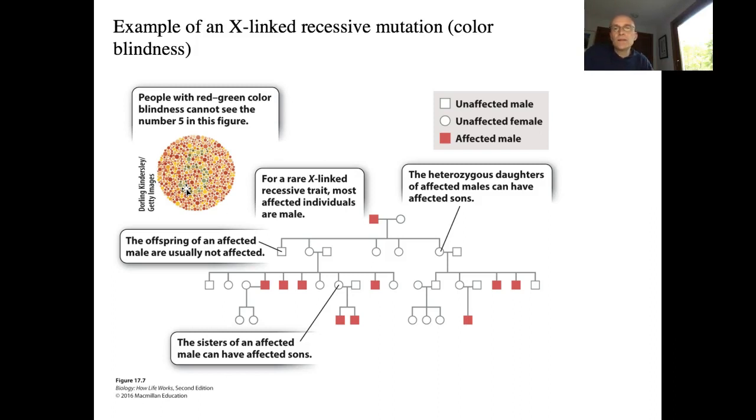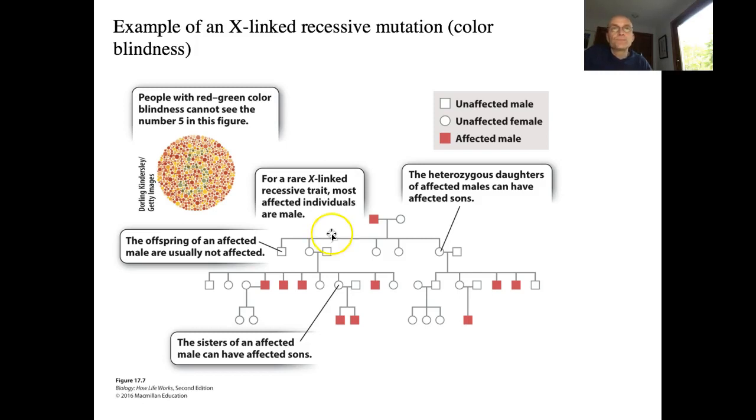And this trait, a relatively frequent trait in human populations, is passed down on the X chromosome. And so if you have a pedigree, the way that you would analyze it to determine whether this is dominant or recessive, whether it's an autosomal or a sex-chromosome-related inherited trait, is as follows. For an X-linked recessive trait, most affected individuals are male. So if we look just overall, we see that the ones that are affected seem to be, in this case, all male.